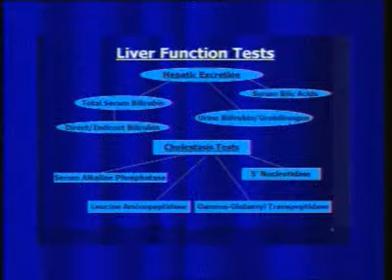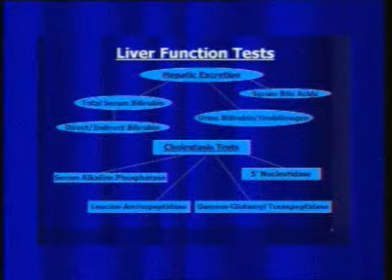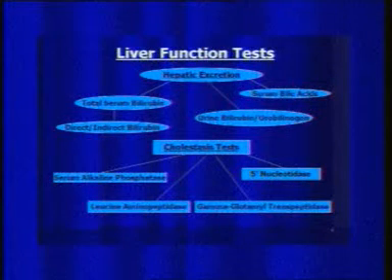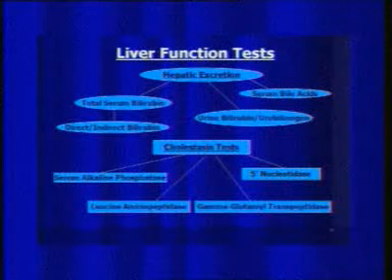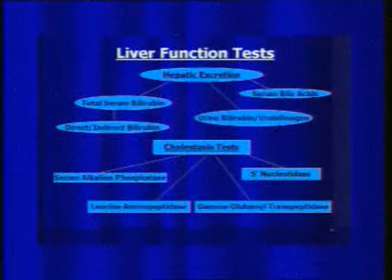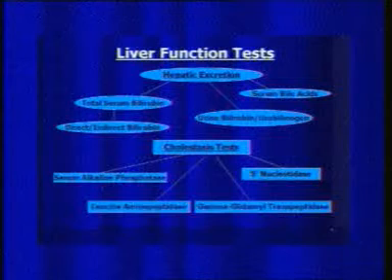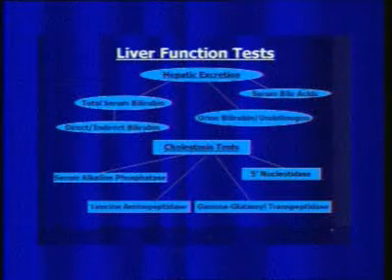So the major liver function tests that must be remembered include those of hepatic excretion. These include the total serum bilirubin, which includes the direct and the indirect bilirubin. Then come the serum bile acids, the urine bilirubin and the urobilinogen. Apart from the hepatic excretion tests, we have the cholestasis tests. These include serum alkaline phosphatase, a very popular test. Then we have leucine aminopeptidase, 5-nucleotidase and gamma glutamyl transpeptidase.